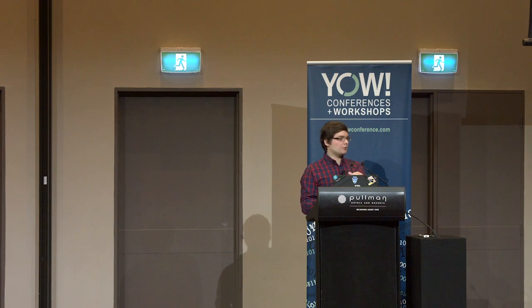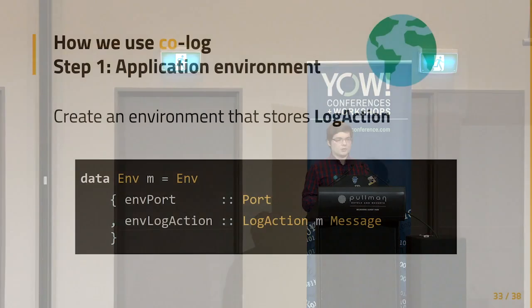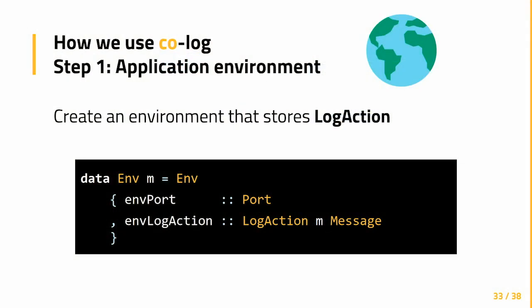So first, what you need to do is to create an environment that will store your log action. This environment is parameterized by the monad, which we are going to instantiate later, and it contains different parameters for your application, like ports or different maps, like sessions. So this environment contains parameters for your application, but also contains the log action, which is parameterized by the same type variable m.